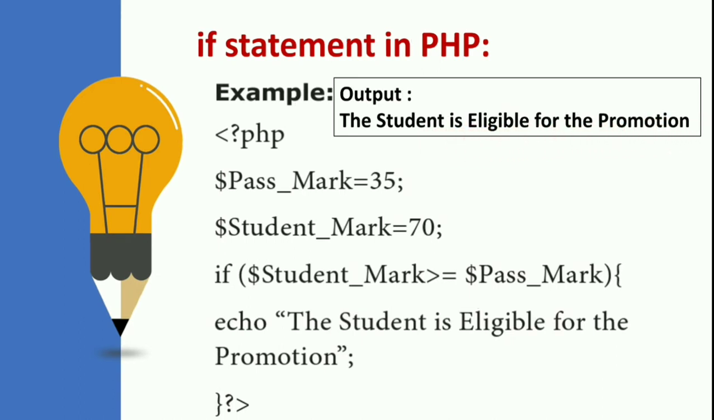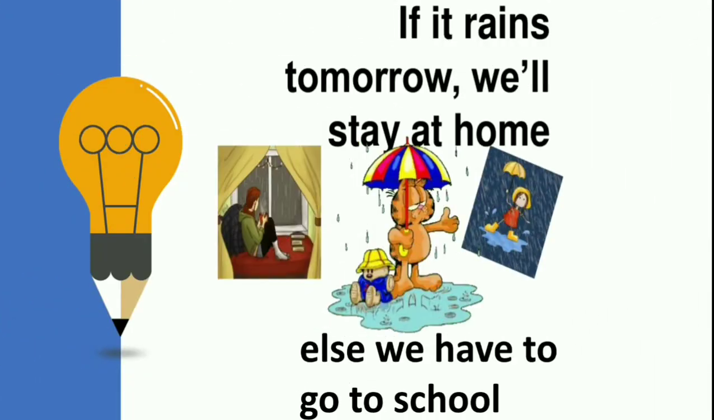The next statement is the if else statement. Let us check the statement with day-to-day life. If it rains tomorrow, we will stay at home. Else, we have to go to school. So this is the if else statement. Here the condition is again rain. Only if it rains tomorrow, you can stay at home, or else you have to go to school. If the condition is true, you have one choice. If the given condition is false, you have the other choice.